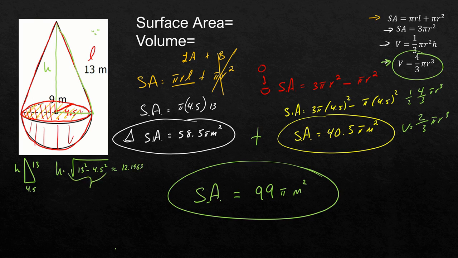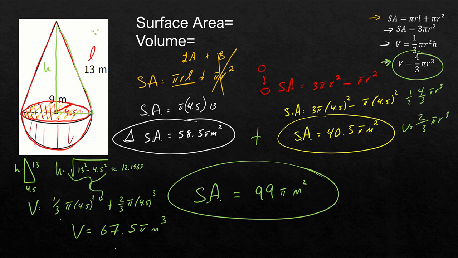To find the volume, we are simply going to add both volumes together, right? The volume of the cone plus the volume of the hemisphere. Starting with the volume of the cone, we have 1/3 pi times the radius, which is 4.5, squared, times the height, plus 2/3 pi times my radius cubed. I'm going to put all that in the calculator, and since I want it in terms of pi, I'm putting in everything except pi. And I end up with 67.5 pi meters cubed for my volume.